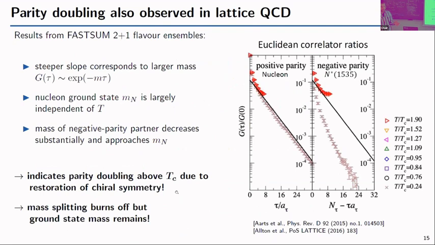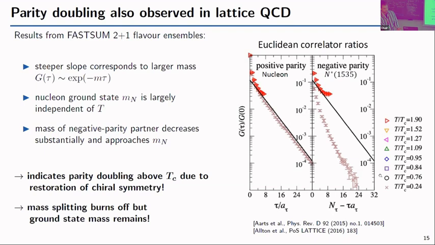And it is actually a good idea to have such a parity doubling, which you can also see in these lattice results here by Gert Aarts and collaborators. So they were looking here at the Euclidean correlator ratios for the nucleon and its negative parity partner, this N star 1535. And the slope here tells you about the mass. So a steeper slope corresponds to a larger mass. And you see here these gray points basically in the vacuum or at low temperatures, where the mass of the parity partner is very large.